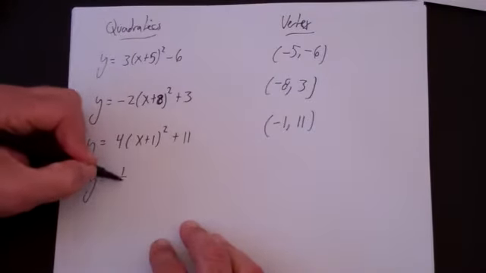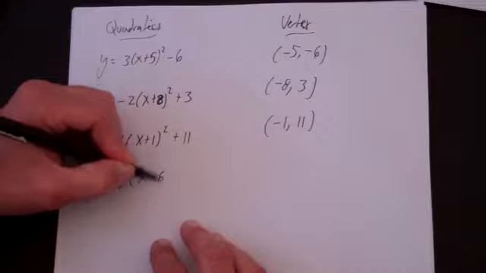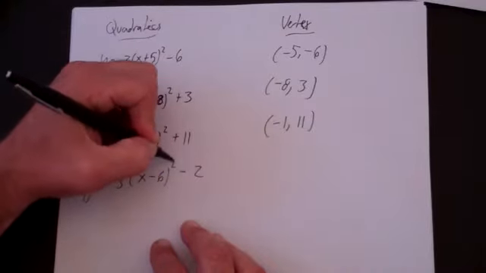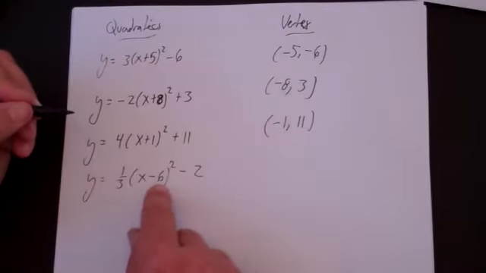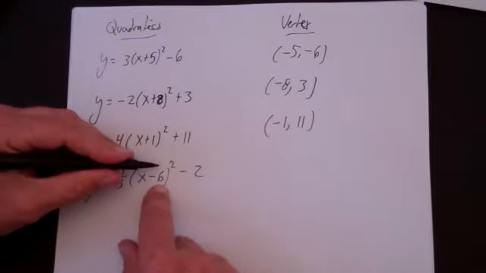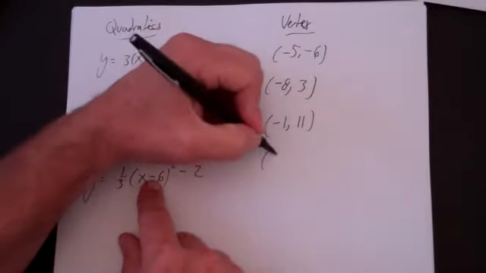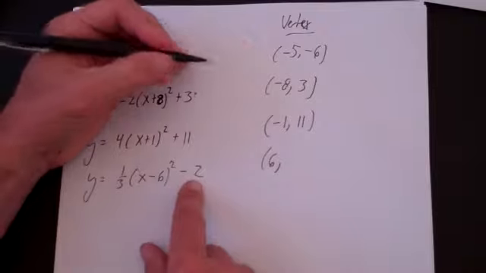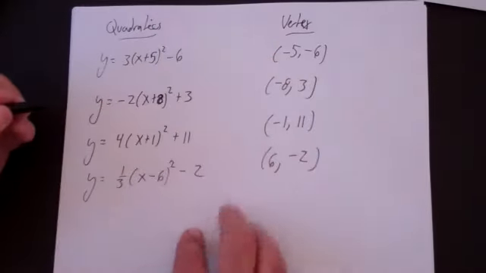Y is equal to 1/3 (x minus 6) squared minus 2. Now the 6 there is inside the function, so it's going to change sign. So it goes from a minus 6 to a positive 6. The 2 is outside the function, so it doesn't change sign, so it's minus 2.